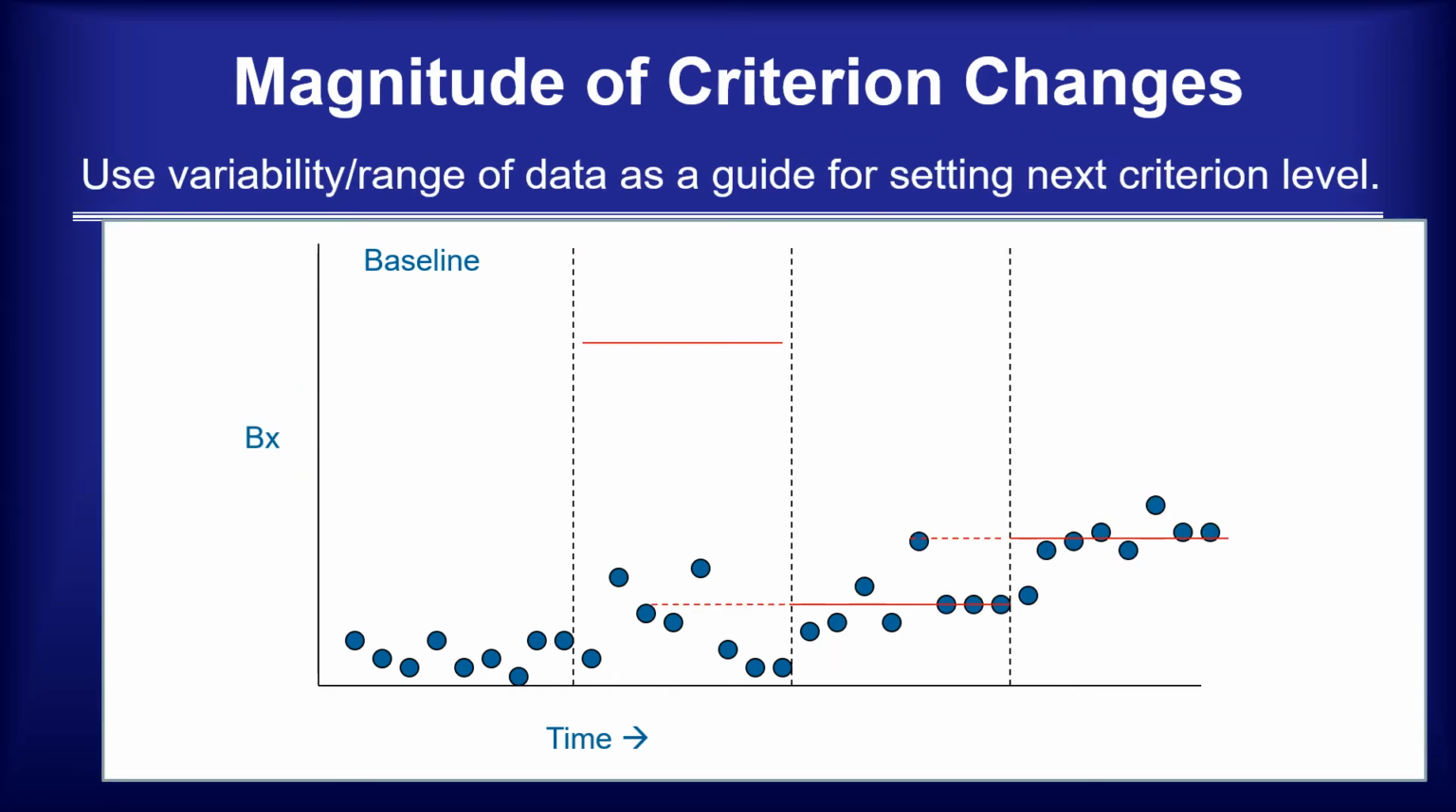When setting each new criterion, one option is to base it on the variability or range of behavior in the previous phase. For example, in the third phase here, the goal is marked by the red line, but behavior in some cases exceeds the goal. We know then that we can safely set the next criterion level at least that high. You could ultimately choose to simply increase the goal by a certain proportion each time, but know that if the goal isn't met, you may need to step it back and build up to it more gradually.